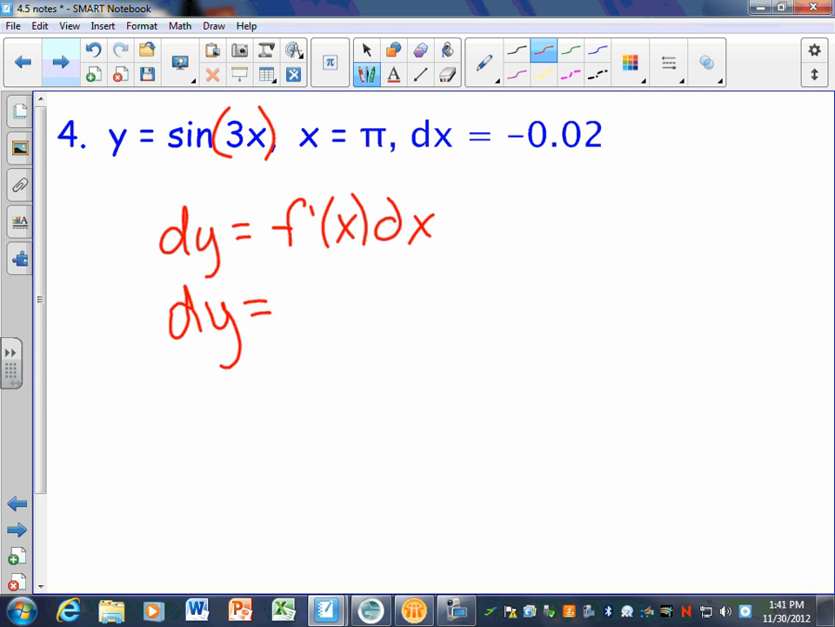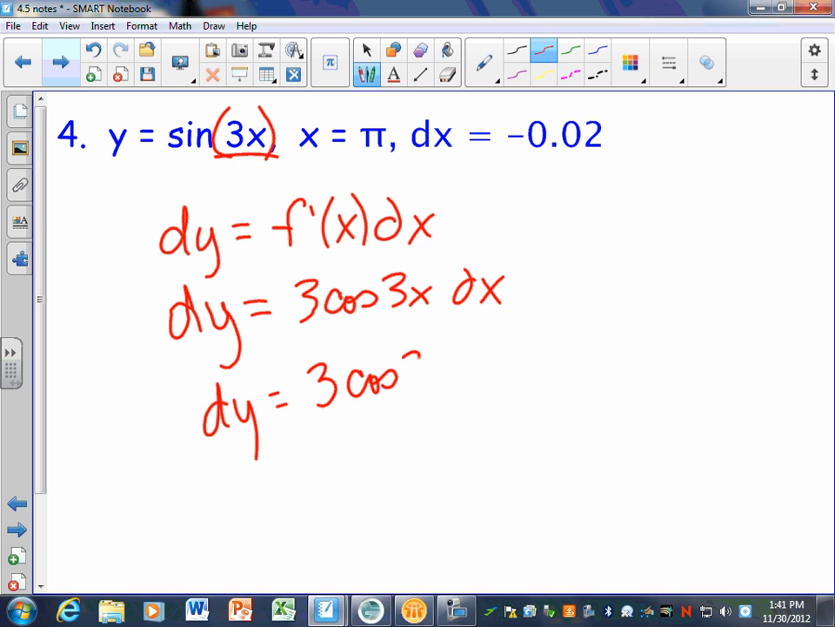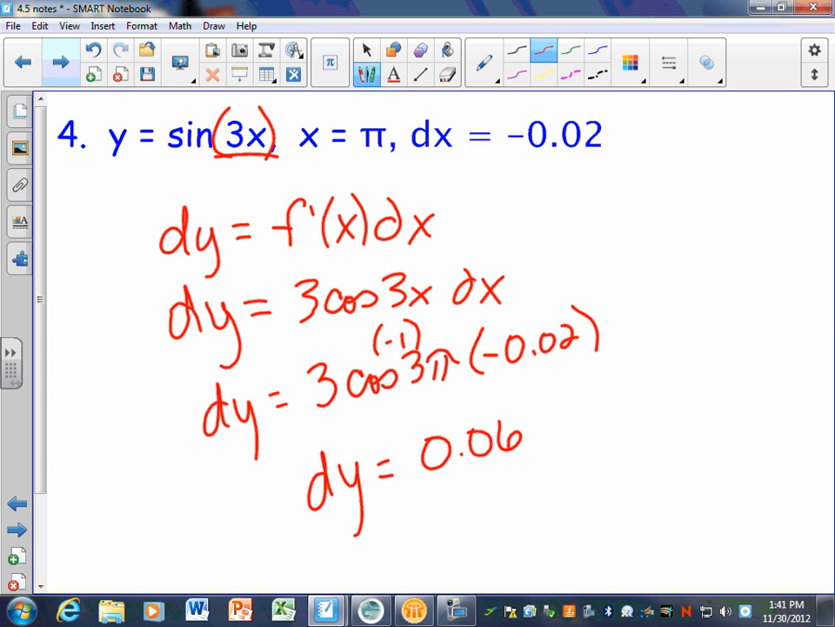Again, remember that this is the chain rule. So the derivative of sine of 3x would be cosine of 3x times the derivative of the inside function, which I'm going to put my 3 in the front, times dx. And then we're just going to plug that in. So we get 3 times cosine of 3 pi times negative 0.02. Cosine of 3 pi is negative 1. So that's negative 3 times negative 0.02, which I believe is positive 0.06.